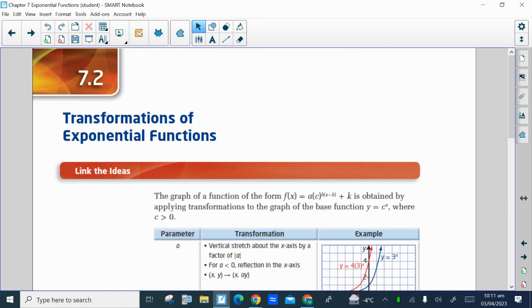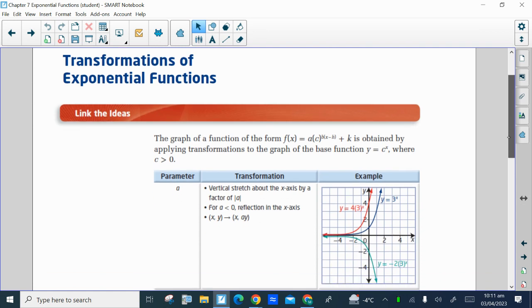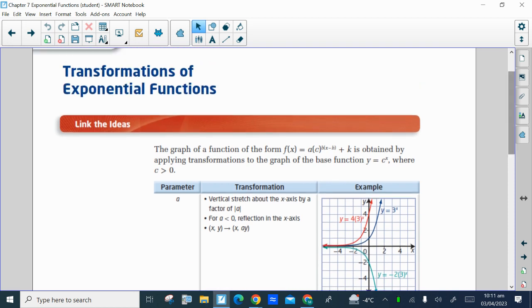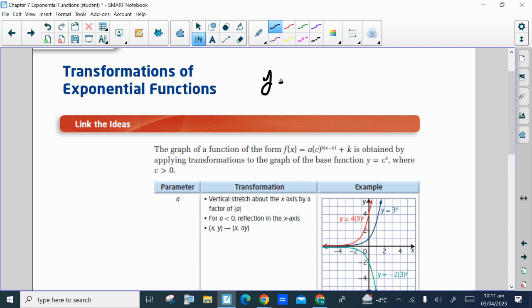So, Friday we looked at the graph of an exponential function, what it looked like. We talked about the fact that an exponential function is in the form y equals c to the power x. Now, we're actually going to add to that a little bit.